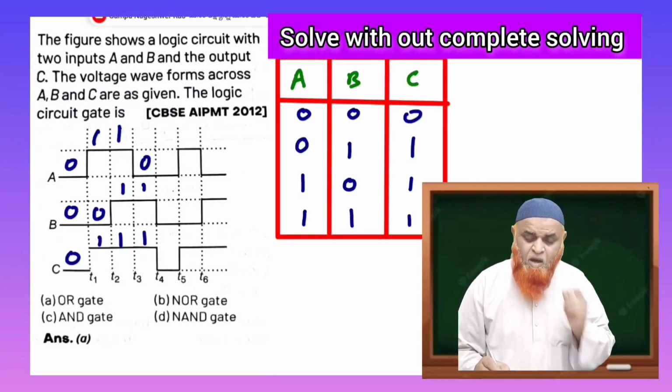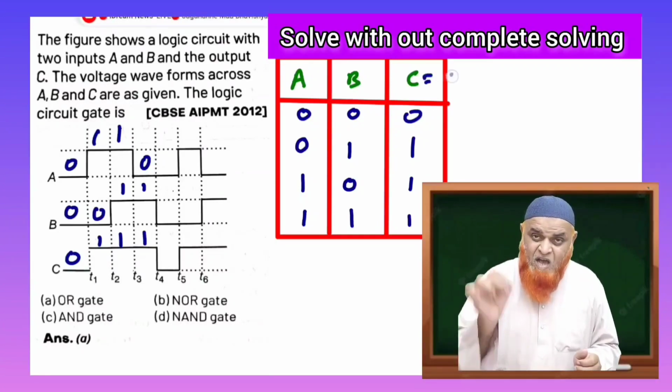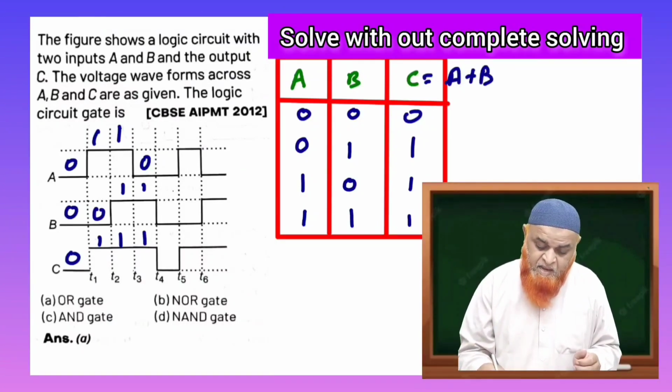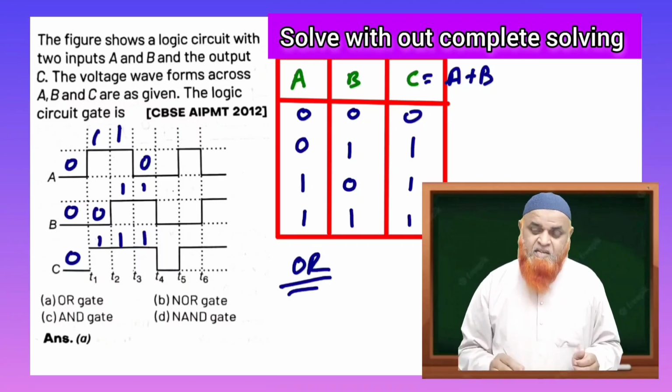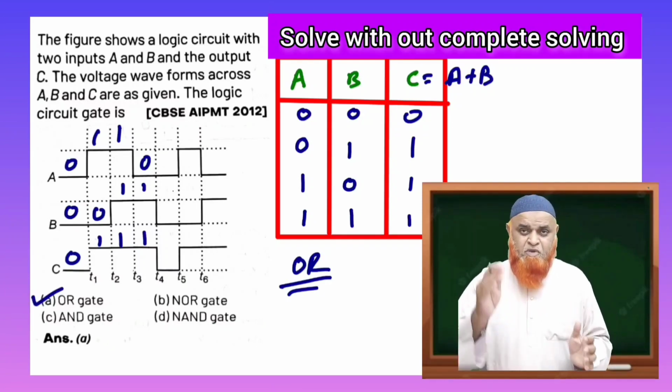So this is 0, 1, 1, 1, which is an OR gate. You know that it's an OR gate. It has the addition operation A plus B. It's an OR gate. That's it. So your answer is option A. Hope you have understood.